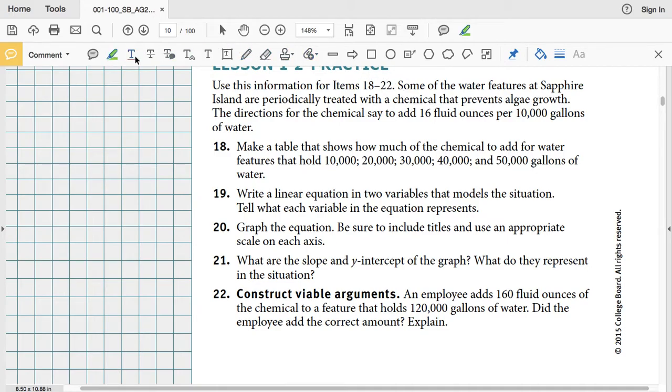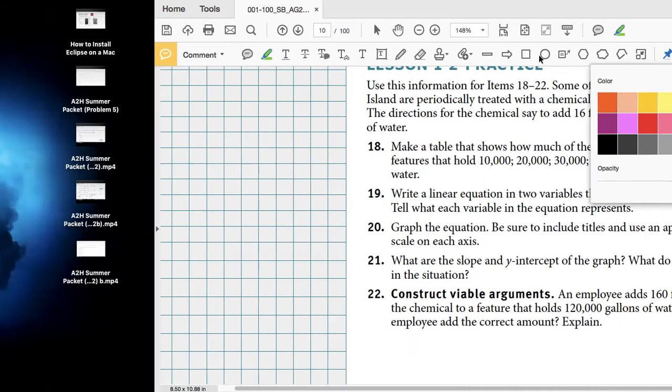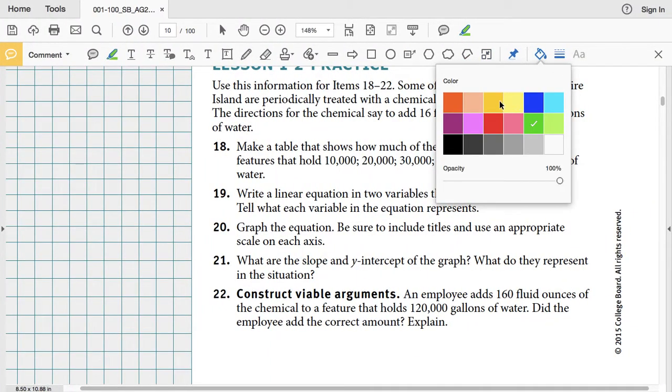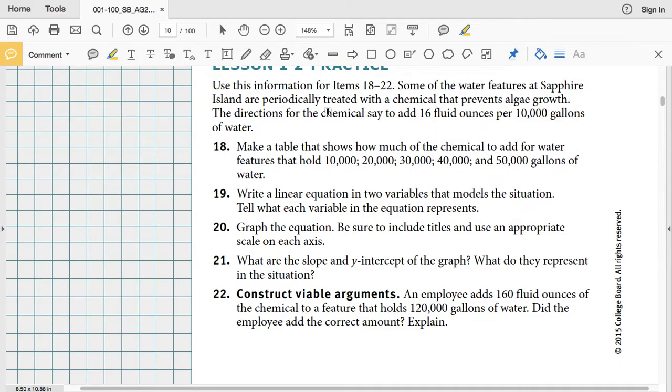Okay, so right away, it looks like this is green. Let's change, oh, what's going on here? We'll change that to yellow, and let's go ahead and highlight this. So we say add 16 fluid ounces per 10,000 gallons of water.